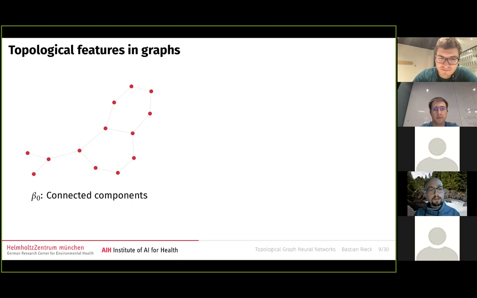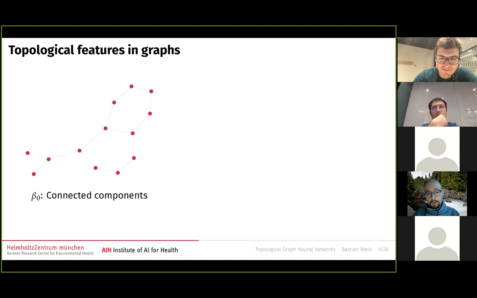The first one is denoted by beta zero. It's the number of connected components. So in this case, this is pretty easy. This graph is connected, it's not fully connected, but it's connected. So every vertex can be reached from any other vertex. So it has exactly one connected component.